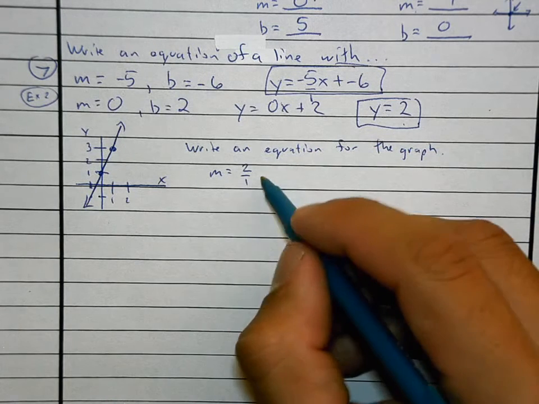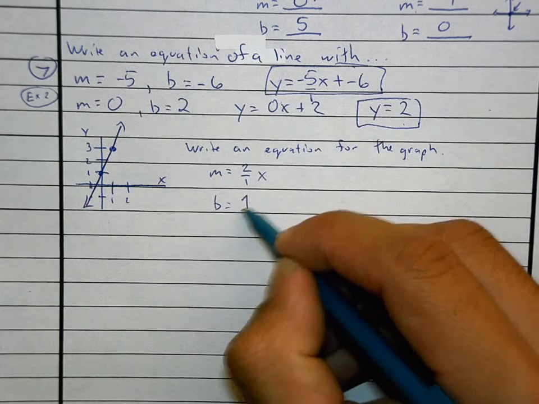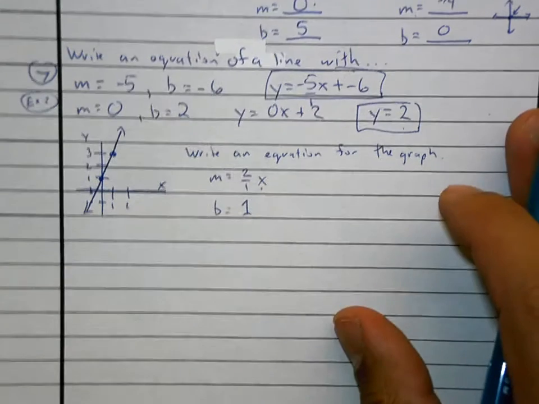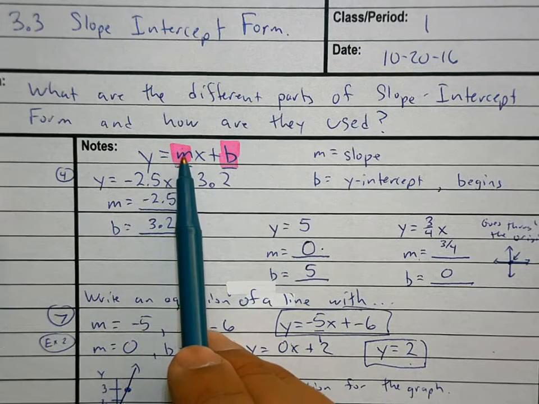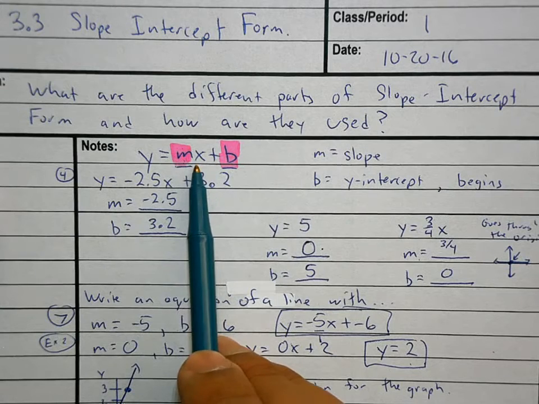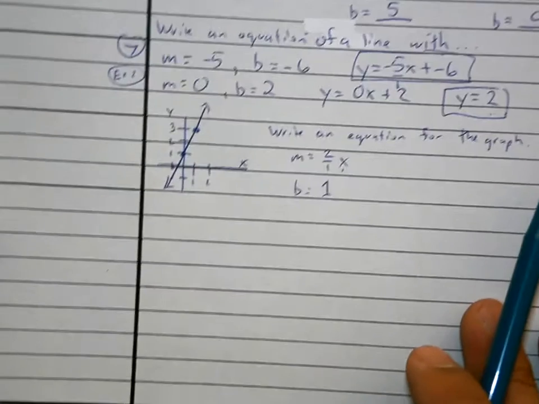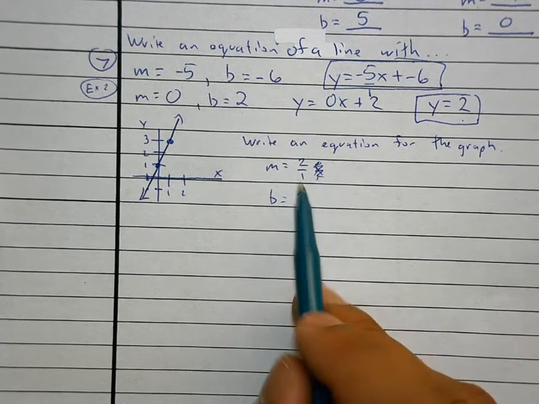Ooh, you said 2 over 1x, and the b you said what? Plus 1. Do I want the x for the m? Wait. Let's go back up here. The m is the number in front of the x. Is the m including the x? No. The only thing I want for m is the number. So 2 over 1 is fine.